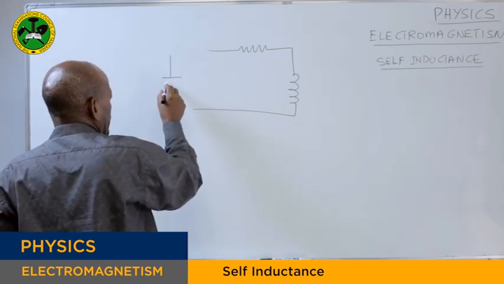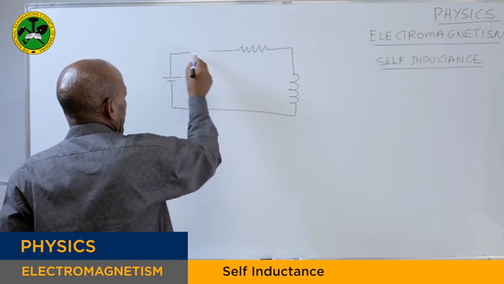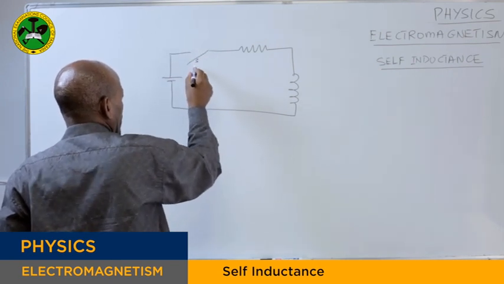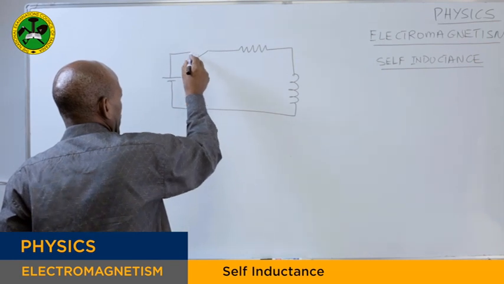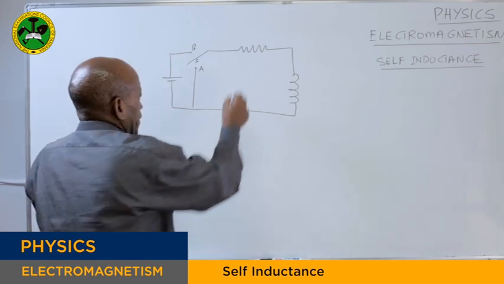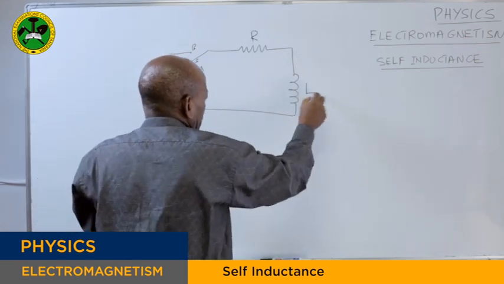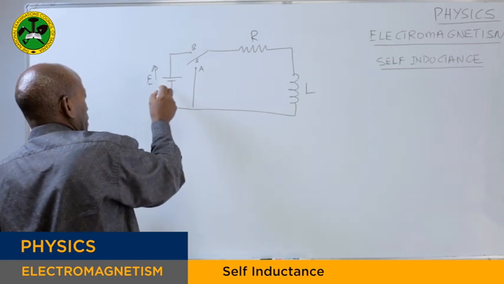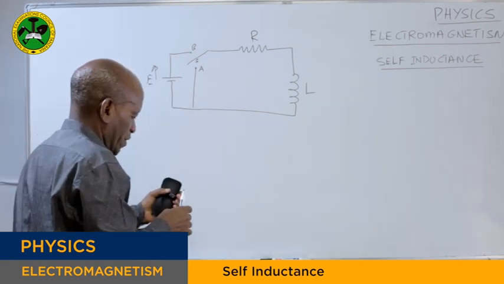So we could have a simple circuit of a resistor and an inductor connected to a battery, and we could have a switch S connected at A and at B. This is a resistor, and this is an inductor, and this is a battery producing a certain EMF E.